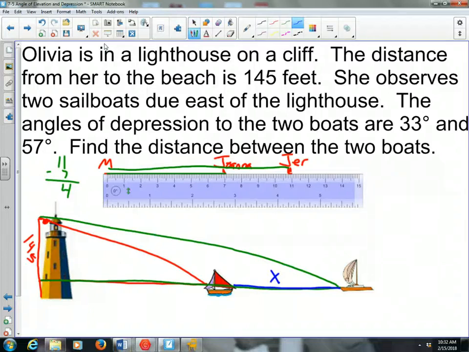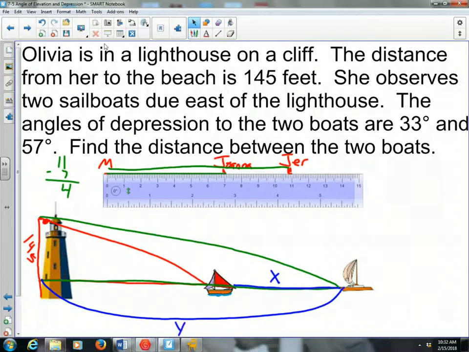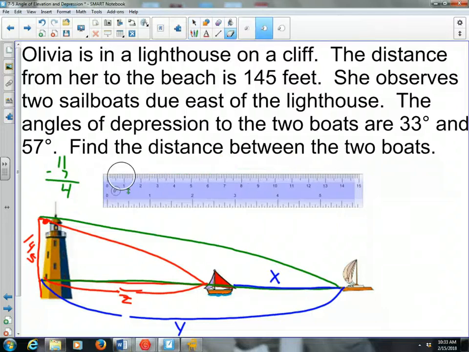I'm going to take this distance, I'll call it y, and then I'm going to take this distance, and I'm going to call it x. Sorry, I already have x. I'll call that z. And then I'm going to take y minus z, and I'll get the answer that I want, the distance between the two boats, which we'll call x. So I'm finding the distance from the lighthouse to the farther boat, finding the distance from the lighthouse to the closer boat, subtract those two distances, and I'll get the ones in between. All right, let's see what we come up with.